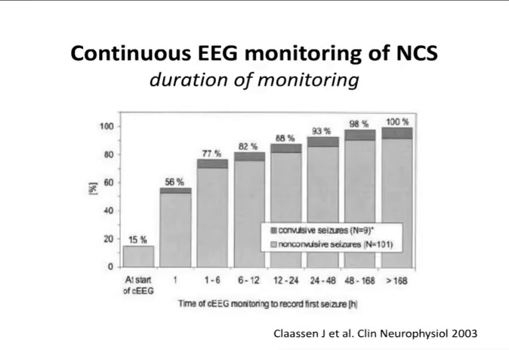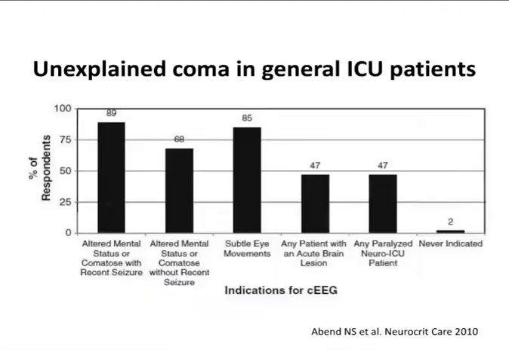And this is a study by Jan Claassen showing the time of continuous EEG monitoring needed to record the first seizures. As I discussed, in half of the patients, or even more, it takes 1 to 6 hours, but sometimes you need more time. For unexplained coma, second chapter, in general ICU patients, this is a survey. They use EEG for altered mental status or comatose patients with recent seizures or without, subtle eye movements, which can be non-convulsive seizures, and any patient with an acute brain lesion.